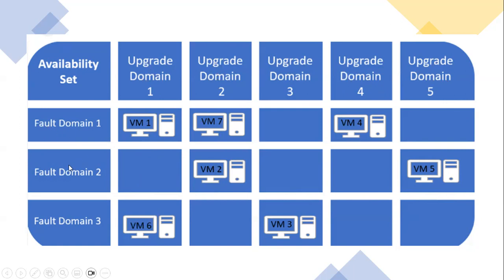Say if fault domains 1 and 2 go down, and 6 has gone for an update, still in update domain 3 you are having VM3 to cater to your request. So in that way they have set up this availability set.